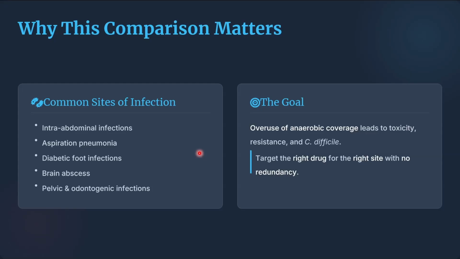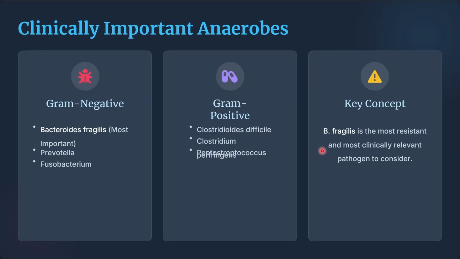Let's get started. This is an important slide: what are the common sites of infection of anaerobic organisms? They are intra-abdominal infections, aspiration pneumonia from the oropharyngeal anaerobes, then diabetic foot infections, brain abscess, and pelvic and odontogenic infections. Overuse of anaerobic coverage leads to toxicity, resistance, and Clostridium difficile infection. So always target the right drug for the right site with no redundancy. Now we'll get into the drugs.